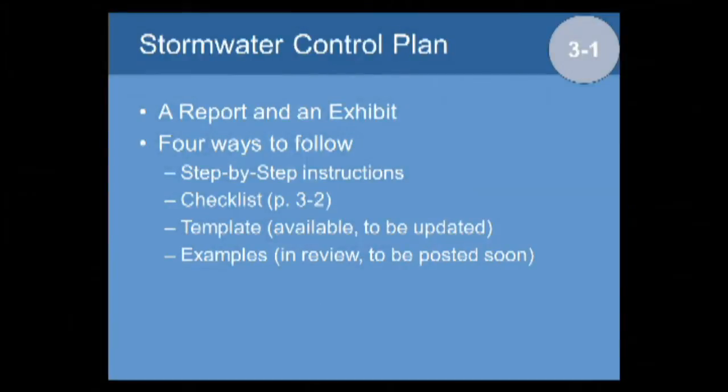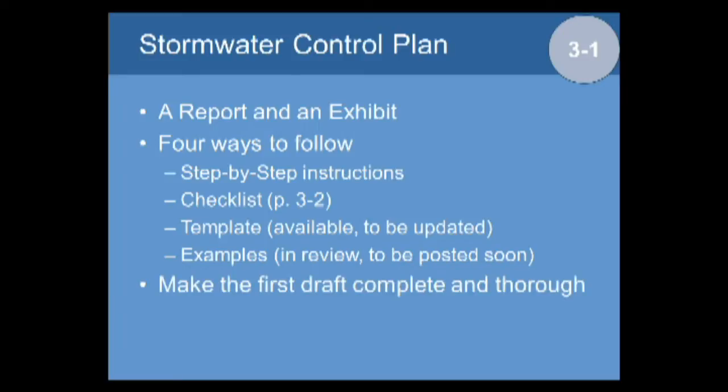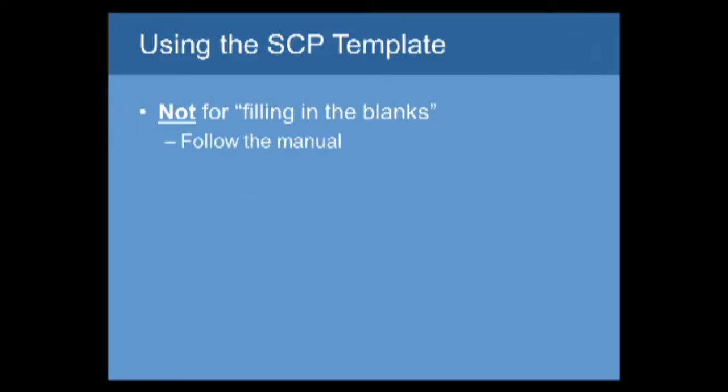As I mentioned before, there are four ways to follow these. The guide has step-by-step instructions. There's the checklist on page 3.2. We have a template, it's going to be updated, and then there are examples which will be posted on the Clean Program website soon. One thing I was mentioning before is that tendency to say, well, I don't know what's really going to be required, so we're just going to put something together, submit it, and see what comments we get back. When I'm talking to developers, I say, try to make that first draft as complete and thorough as possible. We would love to get to the point where the first draft is the final draft, or just about the final draft, on the majority of projects.